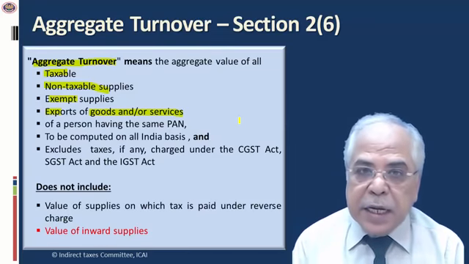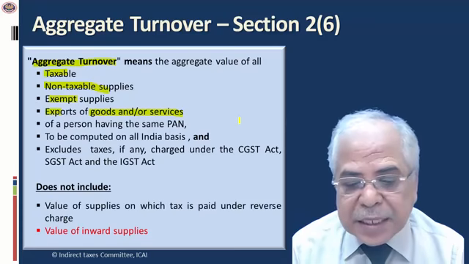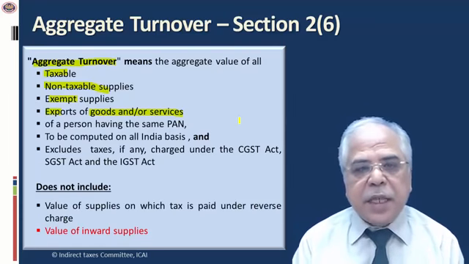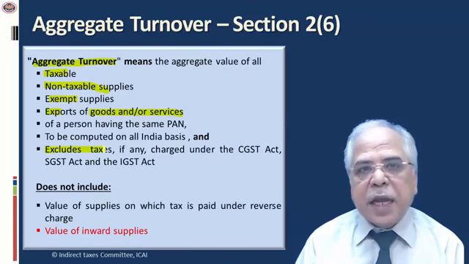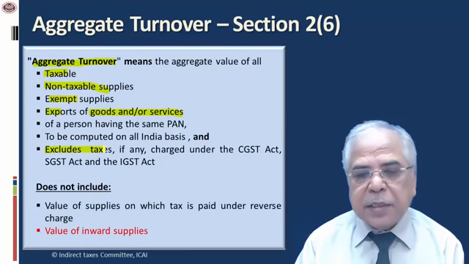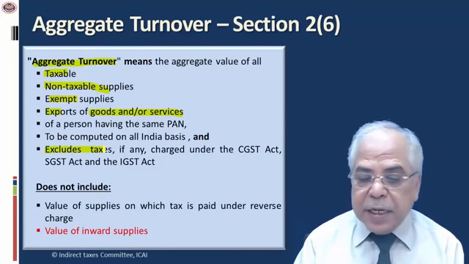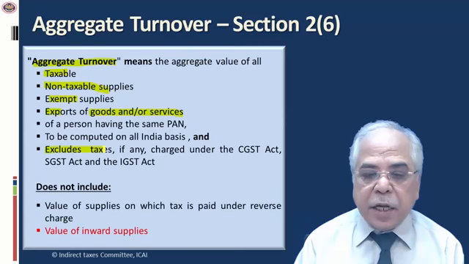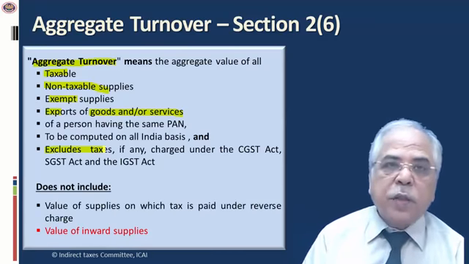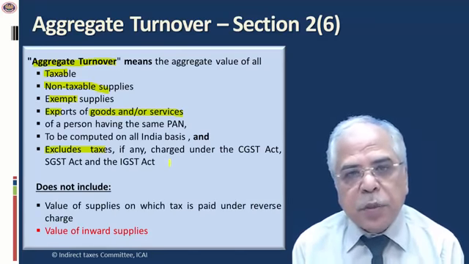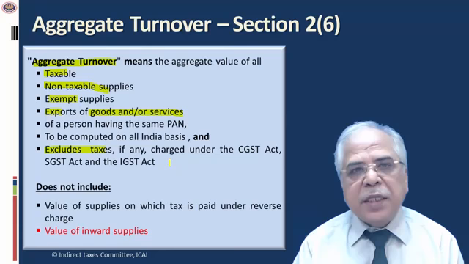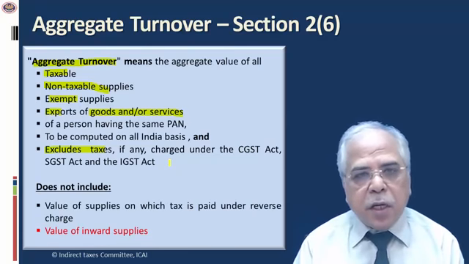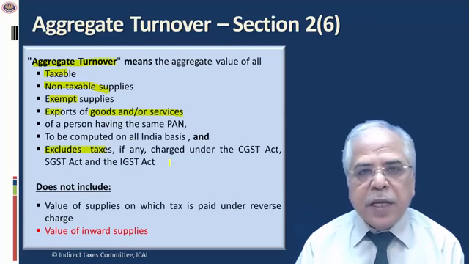And then it shall not include taxes that are being charged under GST, that is CGST, SGST and IGST Act. So it is really important to understand that aggregate turnover will include all the supplies, whether taxable or non-taxable, whether export or not. But then it has been clearly stated that aggregate turnover does not include the value of supplies on which such person is liable to pay tax under reverse charge. I'll just give you an example. If a small trader is discharging the liability under GST under reverse charge or under import of service, that is not to be considered for the purpose of calculation of aggregate turnover.